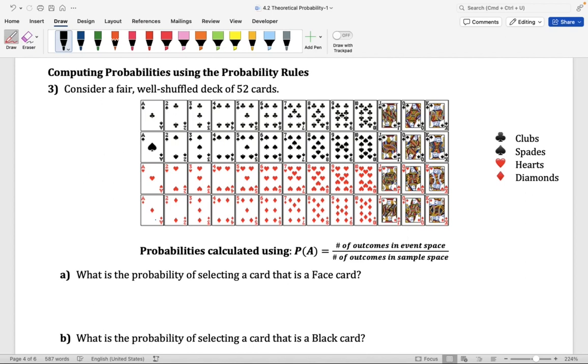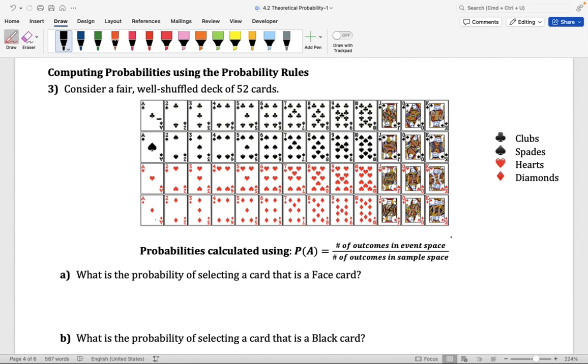For example, we have an ace of diamonds, a 2 of diamonds, a 3, a 4, 5, 6, 7, 8, 9, 10 of diamonds. Then we have the jack of diamonds, the queen of diamonds, and the king of diamonds. It is going to be the same case for each figure. Another thing to note is that we have 4 cards with the same number or face. Again, we're going to be calculating probabilities. We're going to be asking ourselves, what is the probability of selecting a card with a certain characteristic? Now, let's go ahead and compute probabilities.